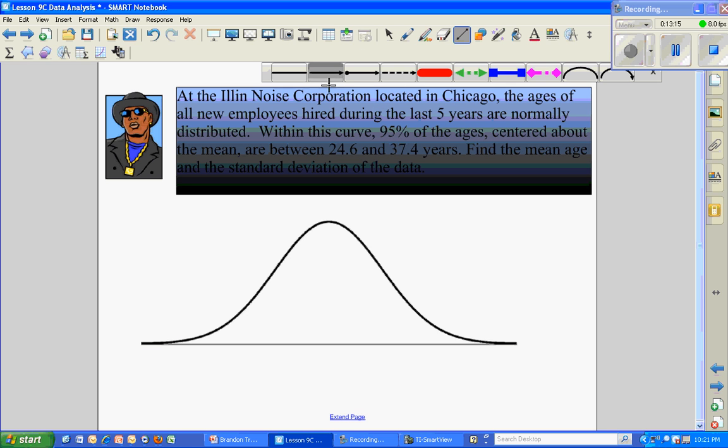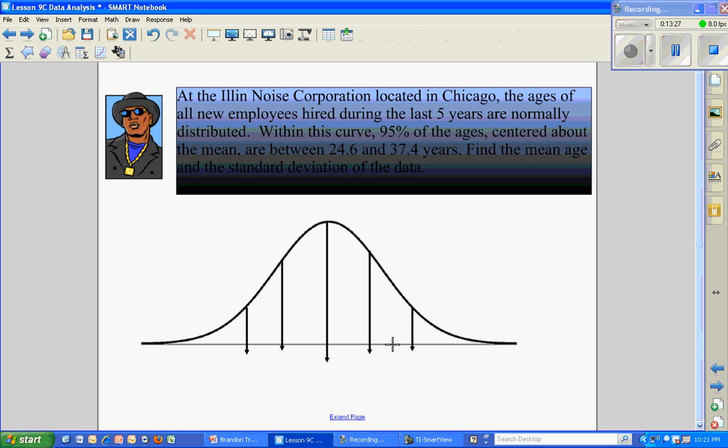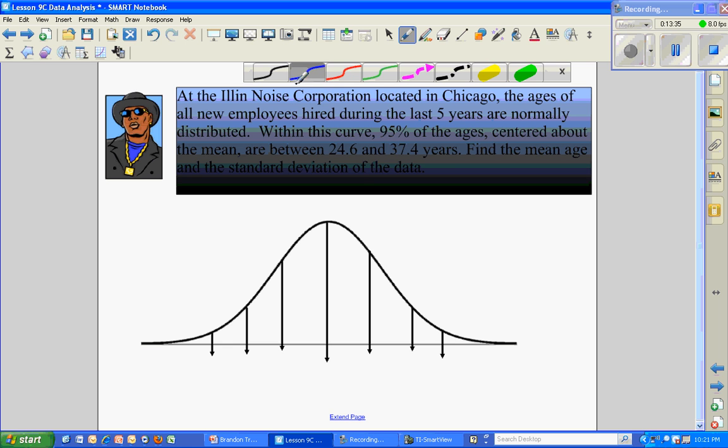So here's my mean. There's one standard deviation on either side. Here's two standard deviations on each side. 3. So we're looking for this. We know this is 68%.